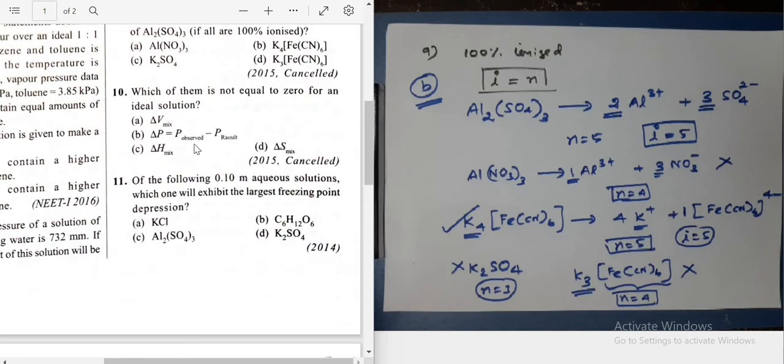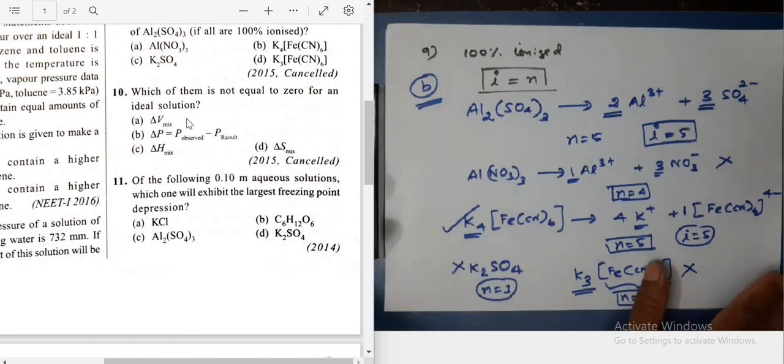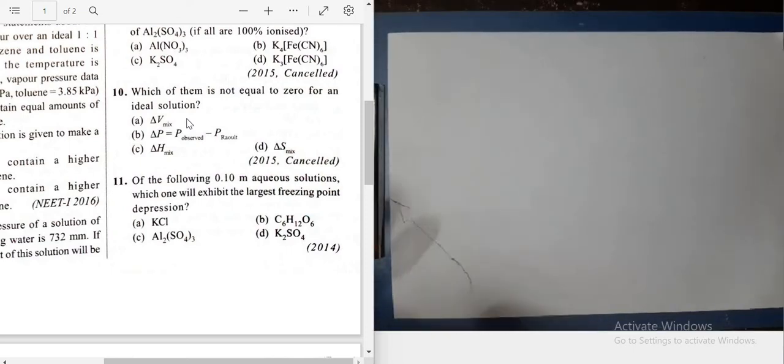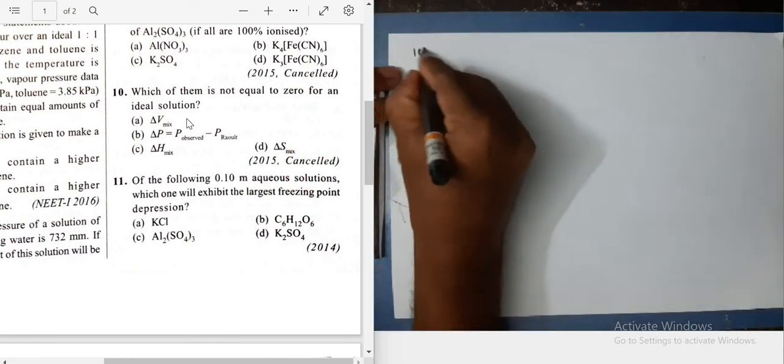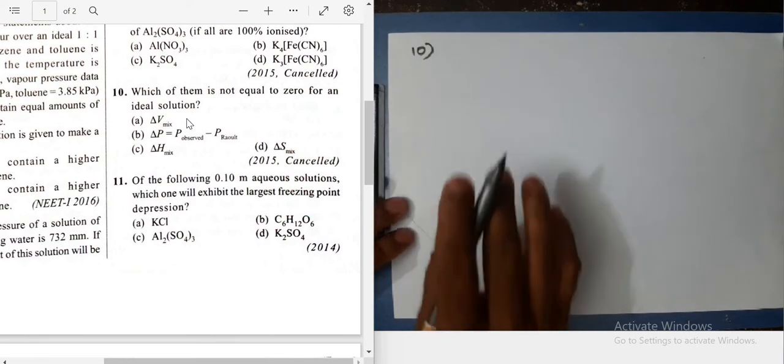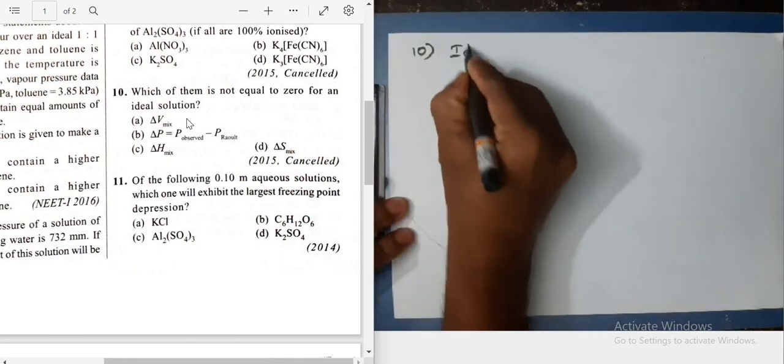Question number 10. Which of them is not equal to 0 for an ideal solution? Which of them is not equal to 0? Okay, this is actually a simple question. You know very well, for an ideal solution, last class also I gave this.